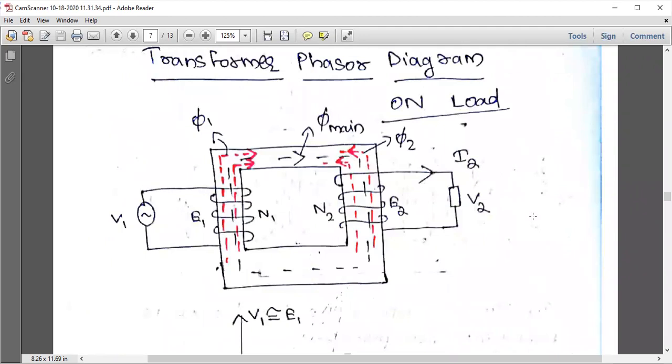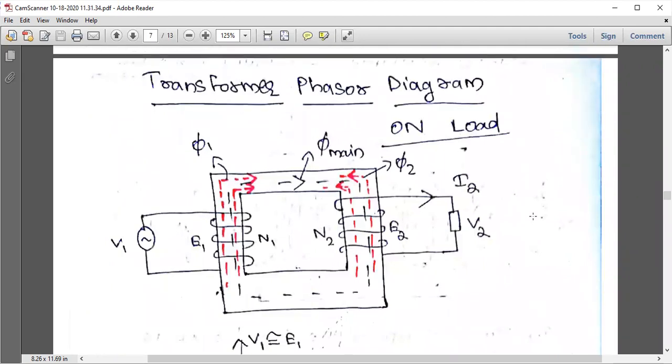So now we are moving on to the transformer phasor diagram on load condition. We already saw the transformer phasor diagram on no load condition, where we get the no load current I naught. In case of the load condition, the only difference is there will be a load, and the voltage V2 and the current I2 will be there. In case of a no load condition, I2 was 0. So forget about phi 1 and phi 2, which I have mentioned here; we will see that in the coming sessions. We have the main flux, phi main, that I have written.